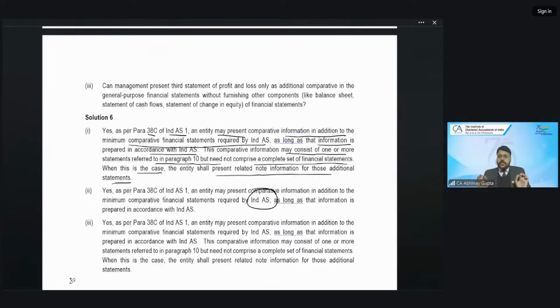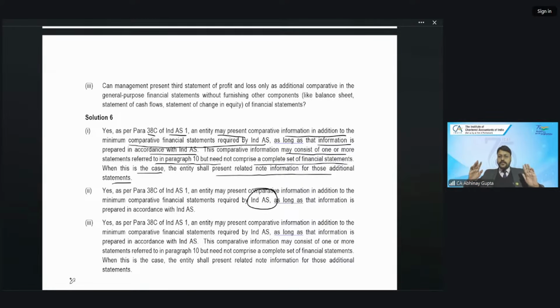Then there is a top-up requirement to present the third balance sheet, as required by Ind AS 8 as well as Ind AS 1, as and when there is any restatement for prior period error correction or change in accounting policy. So in that case, only the balance sheet third column is required, right? That is mandatory if that is the situation.